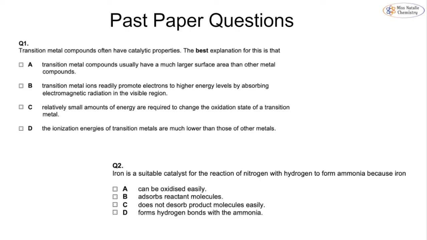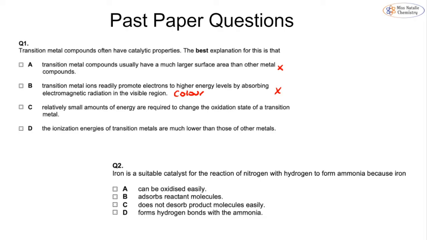So the 3 questions that we have here in this video are all multiple choice. Transition metals often have catalytic properties. The best explanation for this is what? So, the transition metals usually have a much larger surface area. Well, that's not necessarily always true. It depends on the transition metal itself, so it's not going to be A. Transition metals readily promote electrons to higher energy levels by absorbing electromagnetic radiation. Whilst this is a true statement, that isn't to do with the catalysis, that's to do with colour. So it can't be that.